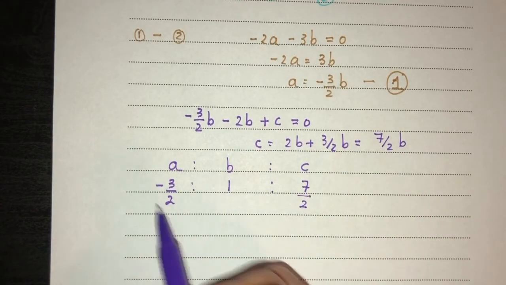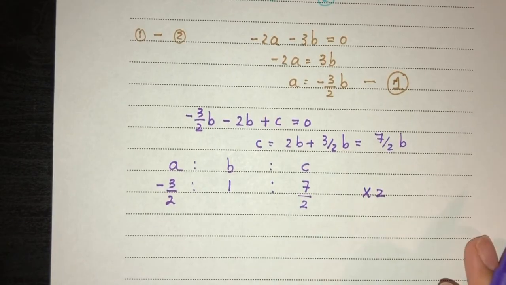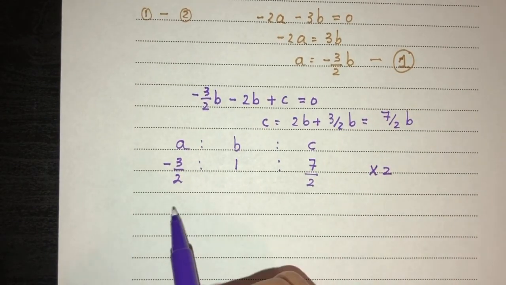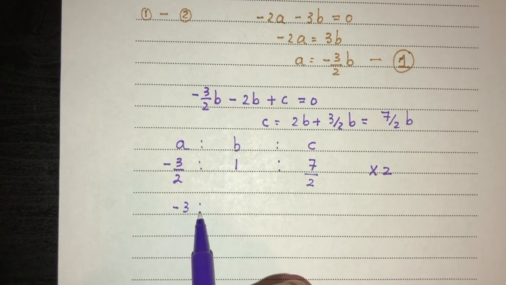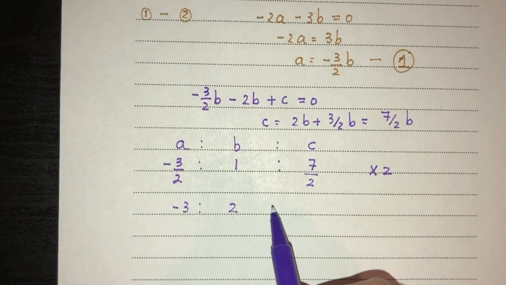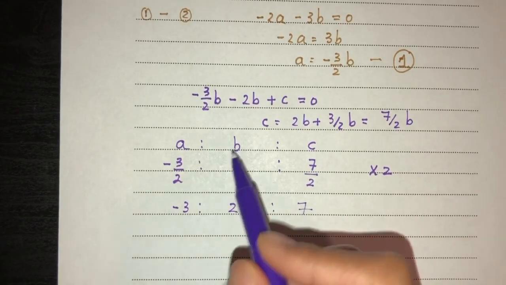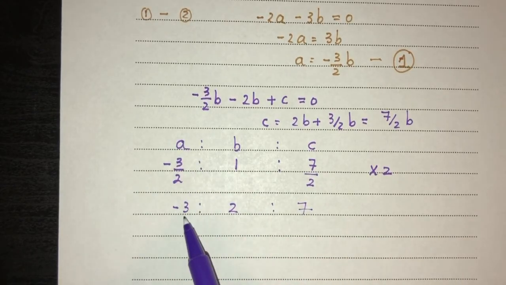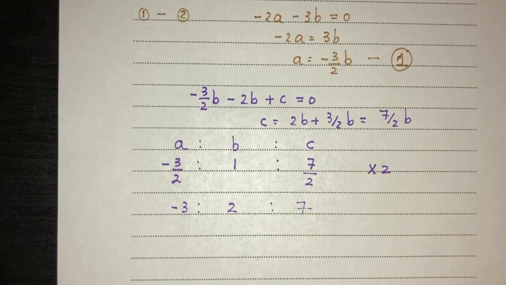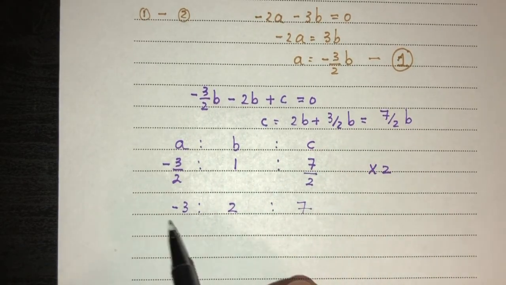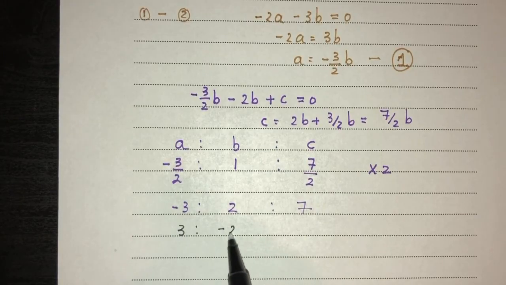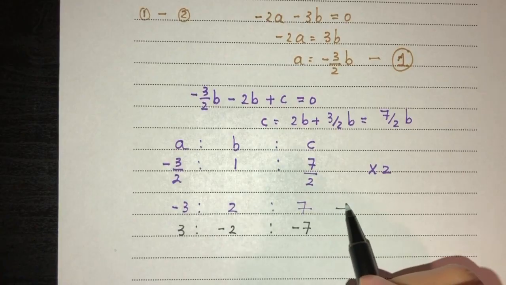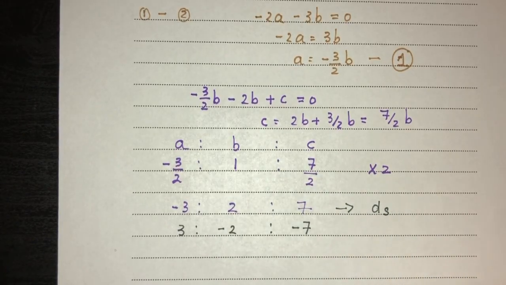Now to eliminate those twos, we have to multiply by 2 everywhere. So here you will have minus 3, you will have 2, and then 7. As you can see, the ratio will be A can be minus 3, B can be 2, and C can be 7. Now if you want to, you can also write 3, minus 2, minus 7. It's the same thing. Okay, this is just the direction of your line S.